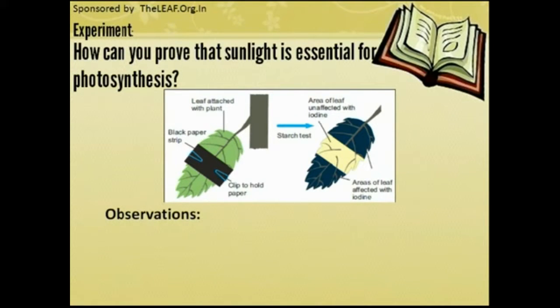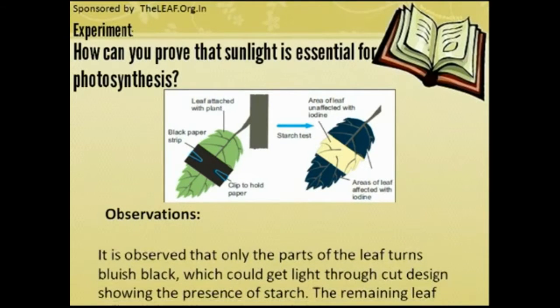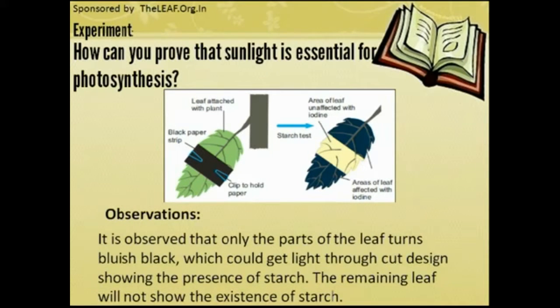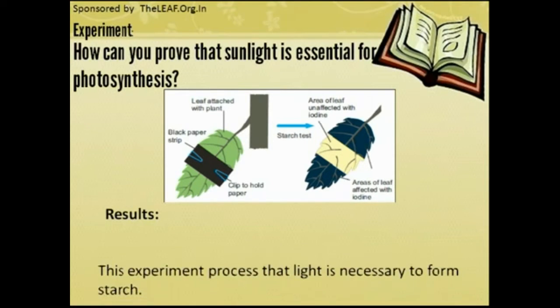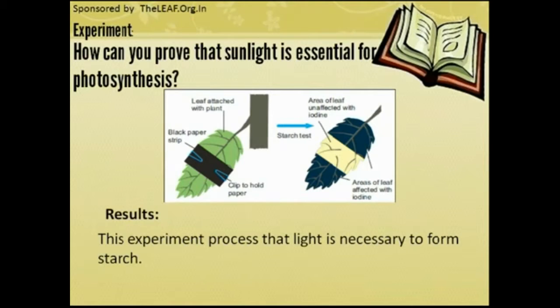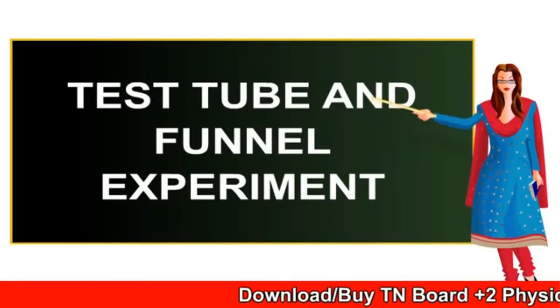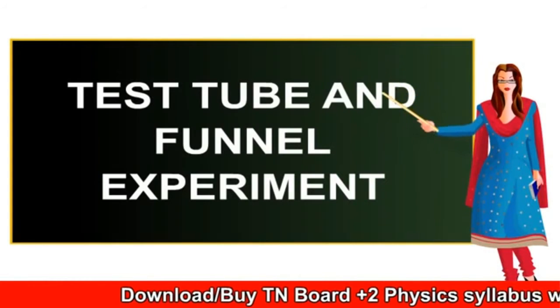So what will we observe after testing? It is observed that only the parts of the leaf which could get light through the cut design turn bluish black, showing the presence of starch. The remaining leaf will not show the existence of starch. What will we conclude? The results. You can say from this experiment that light is essential, or necessary, to form starch in a plant. Let us see an experiment on photosynthesis.